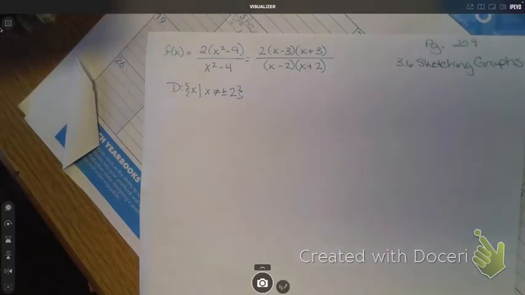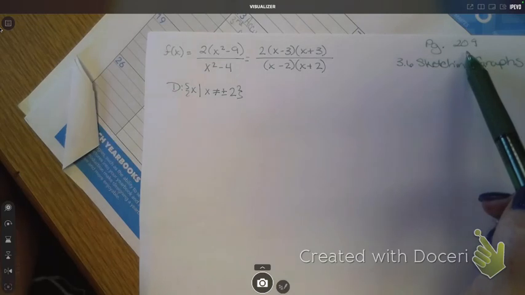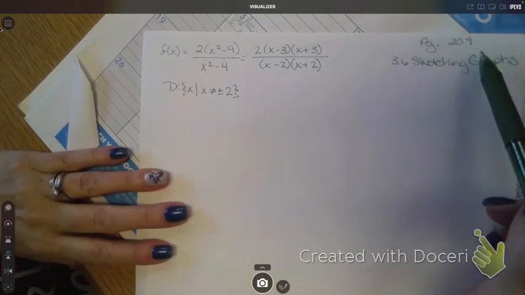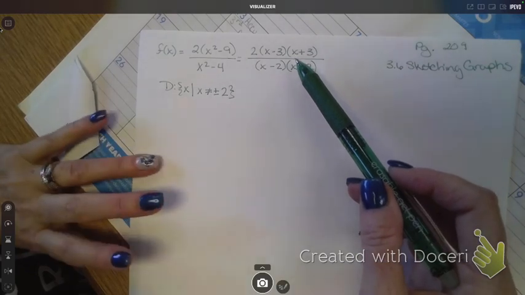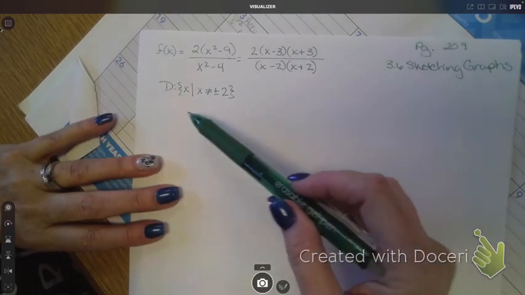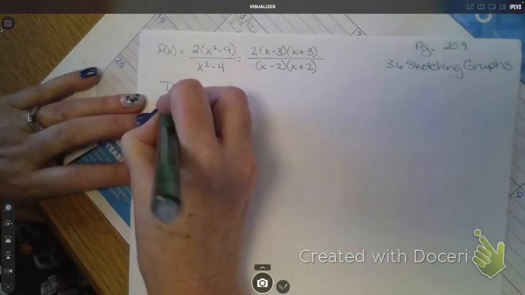So 3.6, sketching graphs. Page 209 has that whole list of everywhere to find everything. So the first thing we did was simplify. We factored so we could simplify. Nothing simplified out, so we wrote the domain. Next thing we need to do is x-intercept.